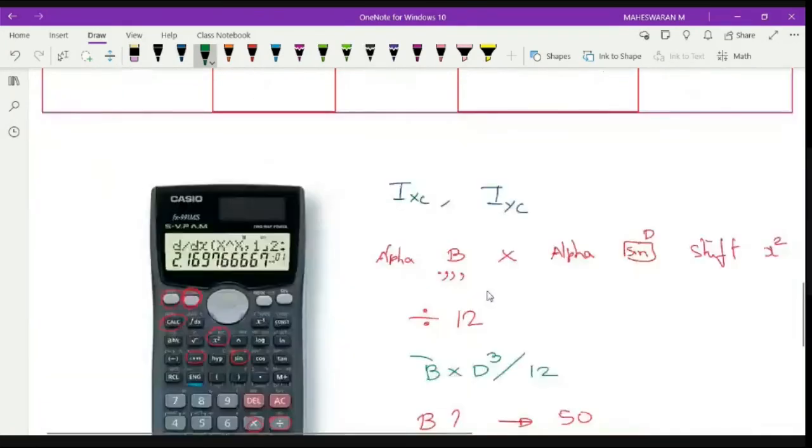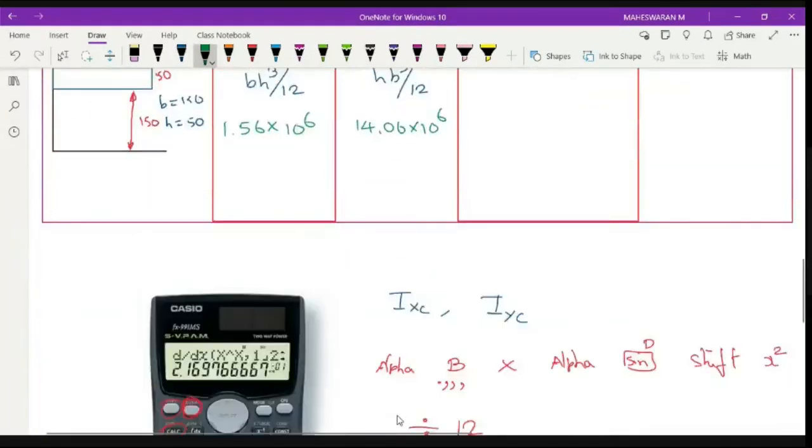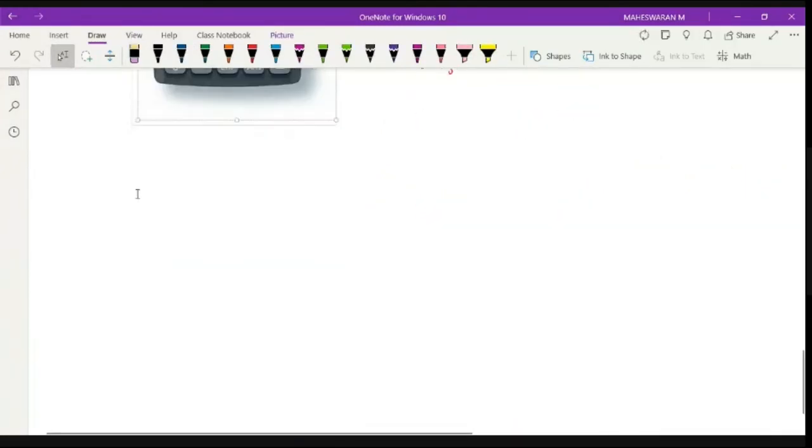Now the next step is I'm going to type this formula, and again apply it accordingly. So again, I'm going to consider the same calculator below.